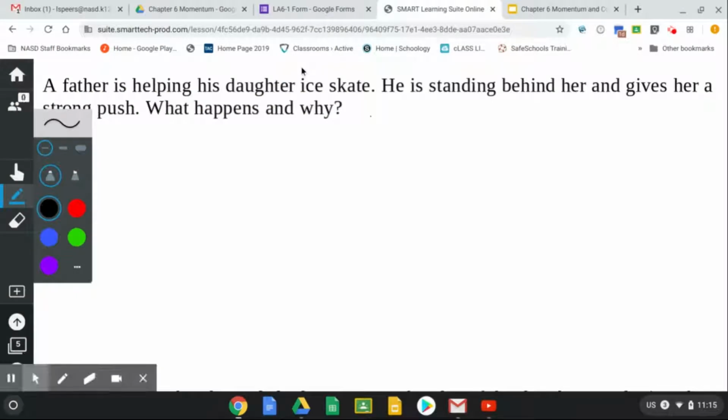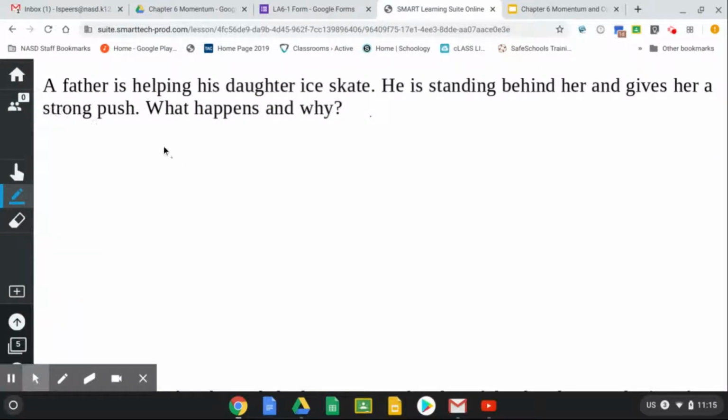Okay, so here we go. We've got a father who is helping his daughter ice skate. He's standing behind her and gives her a strong push. What happens and why? So you thought my artwork was bad when I was on the smartboard. It's even worse trying to draw it here with my screen.